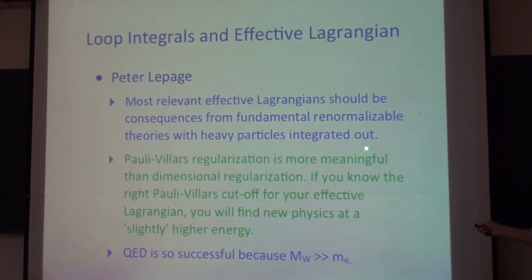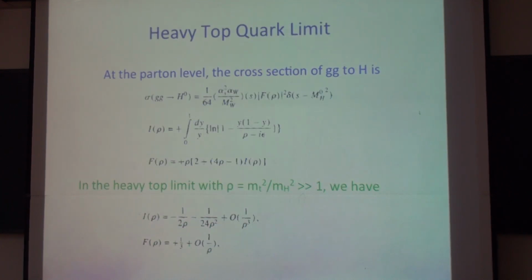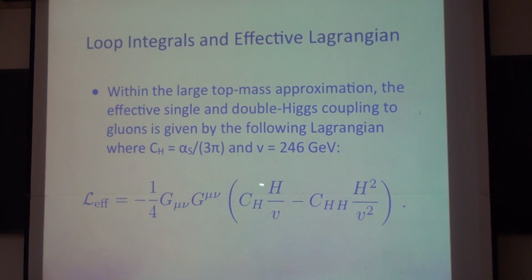So I think Lepage may have been influenced by those thoughts. Lepage suggests most relevant effective Lagrangians should be consequences from fundamental and renormalizable theories. I'm going to show you, actually I showed you already. Okay, so if we follow Lepage's concept, we have this time-consuming heavy-duty calculation. After a while, we know that MT is much greater than MH, so we can have an effective Lagrangian. It can be expressed in a simple form.